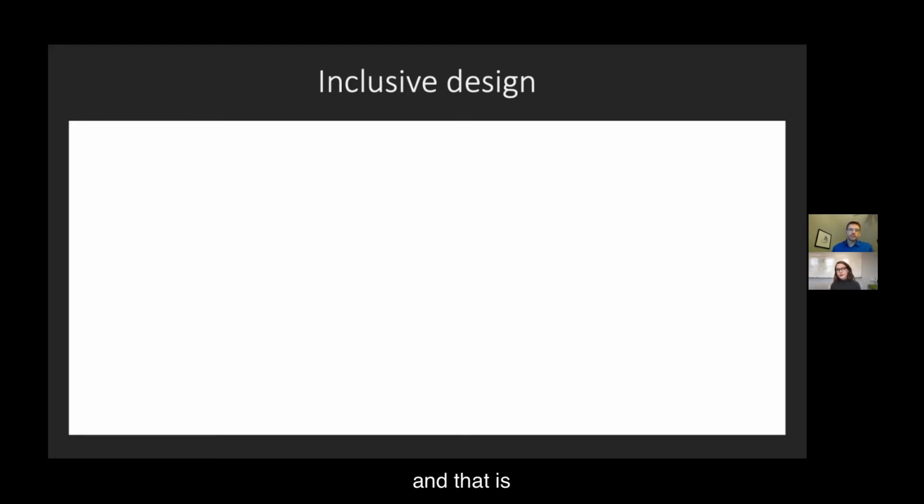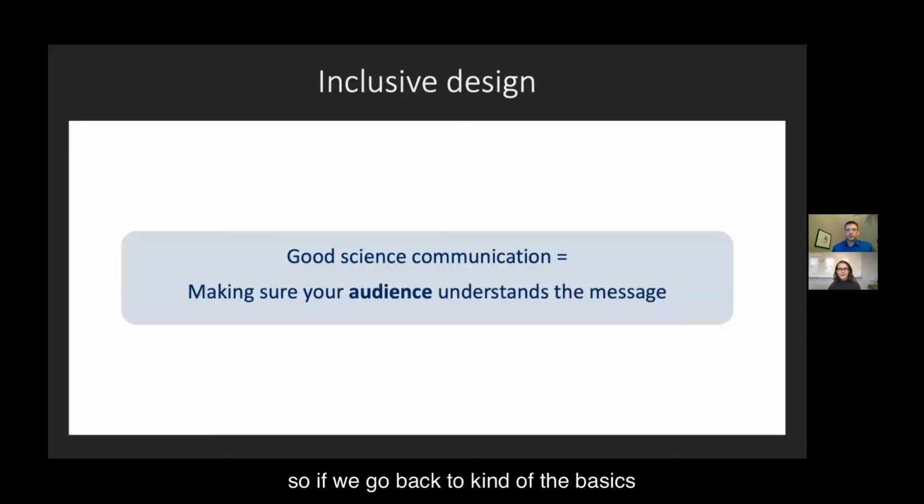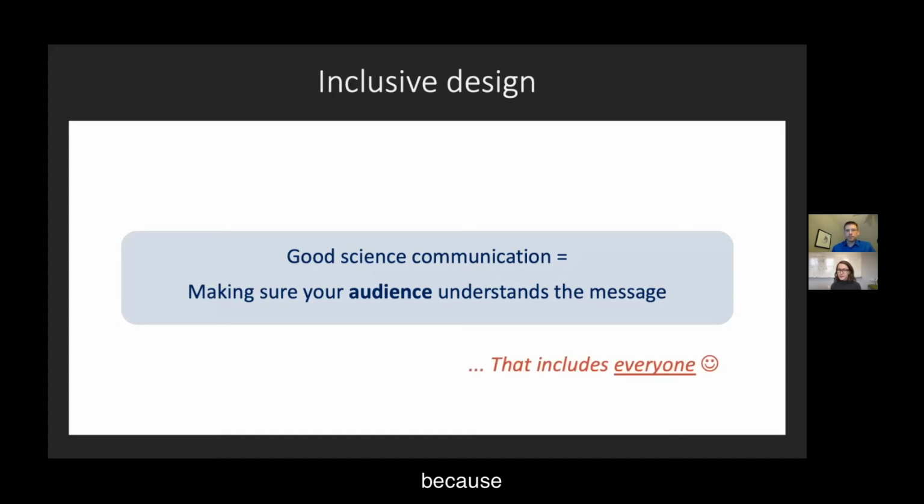And that is, I want you to think about creating and presenting information that is accessible and inclusive for everyone attending your talk or your poster. So if we go back to the basics of what it means to have good science communication, that means making sure that your audience understands your message. And it's so important to keep in mind that that really includes everyone, because your audience will be diverse.